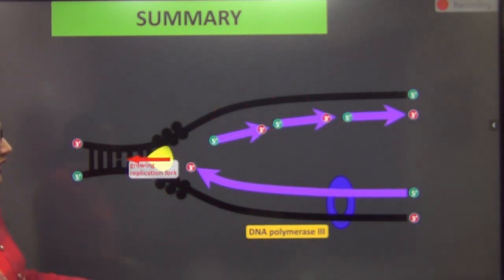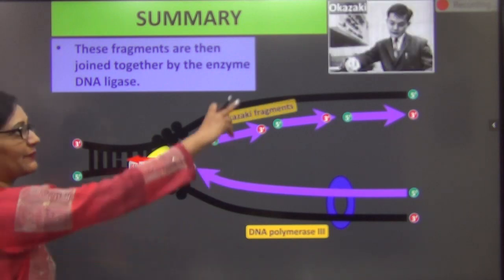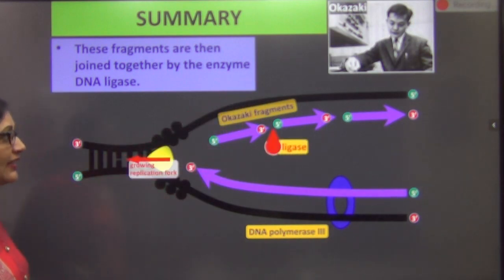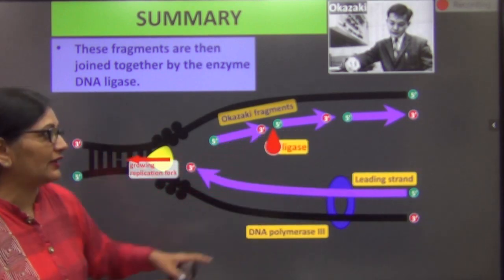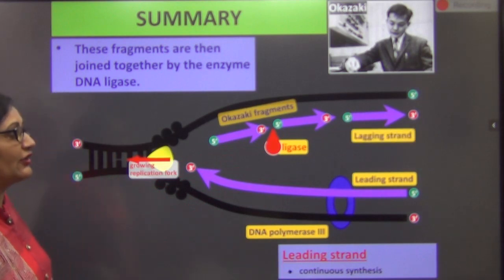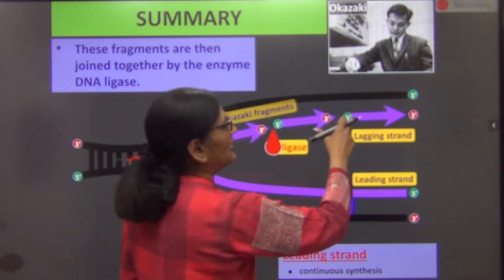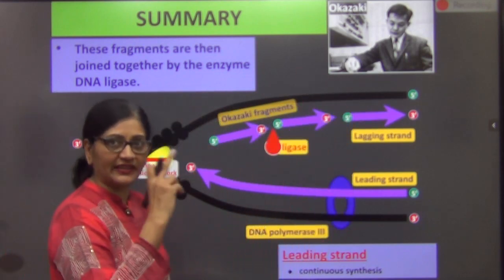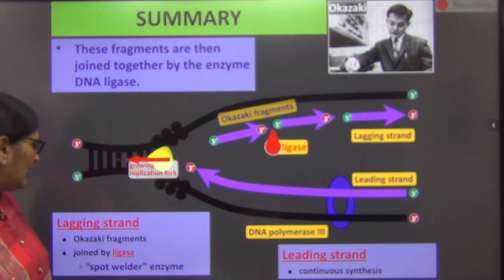So let us see some more animations here. These fragments are later joined by the enzyme ligase. These fragments are called Okazaki fragments after the name of the scientist Okazaki. Now DNA ligase, you can see it will come into the picture, and this will allow these short pieces to join together. This strand is called the leading strand because here the DNA synthesis is continuous. That strand is called the lagging strand because here the DNA synthesis is in small fragments. It takes larger time, and then they also need to be joined again with the help of the enzyme ligase.